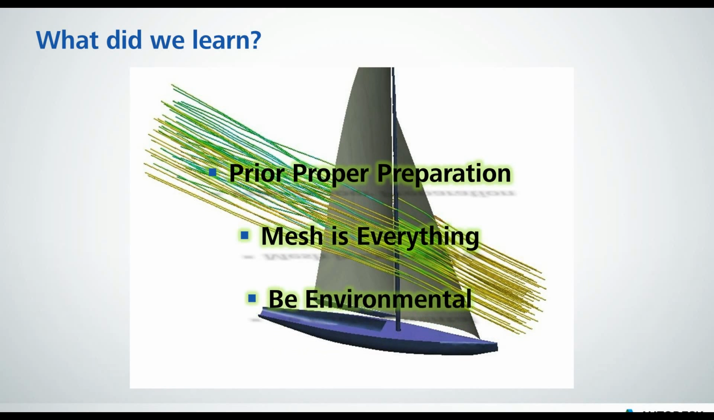And then last, we need to be environmental. We need to think about the environment. There's always turbulence. We need to think about that wake and make sure our model is sufficient to cover that, and also think about that spatially varying boundary condition that we can leverage to use it.